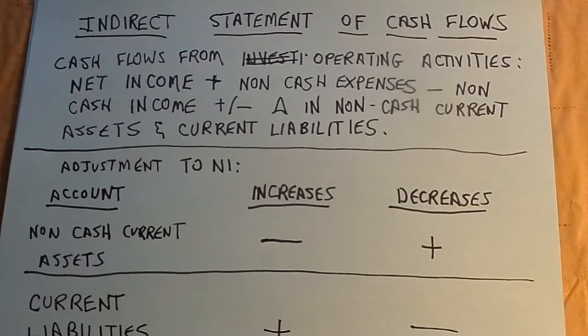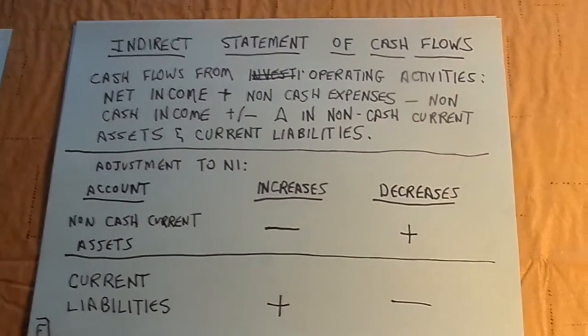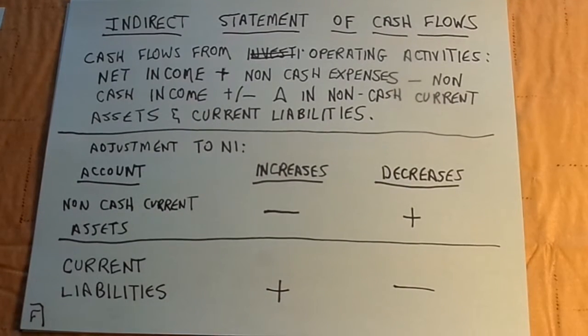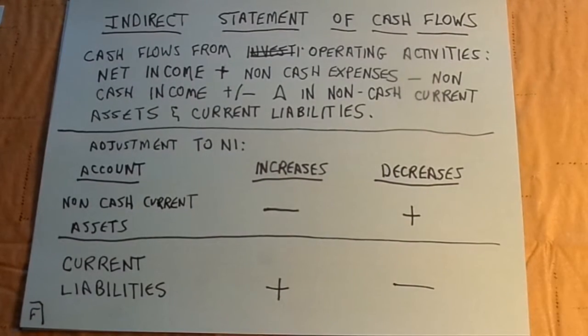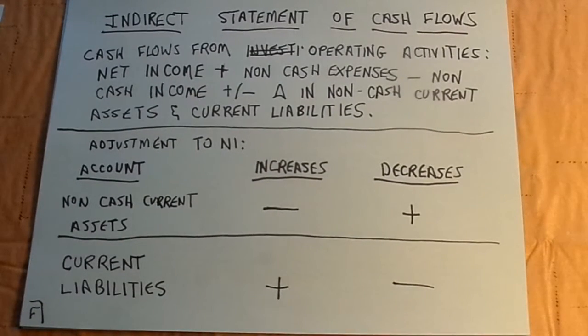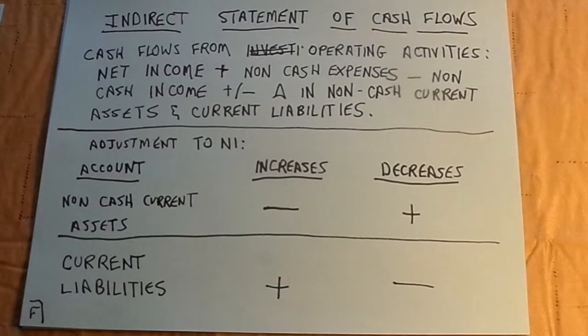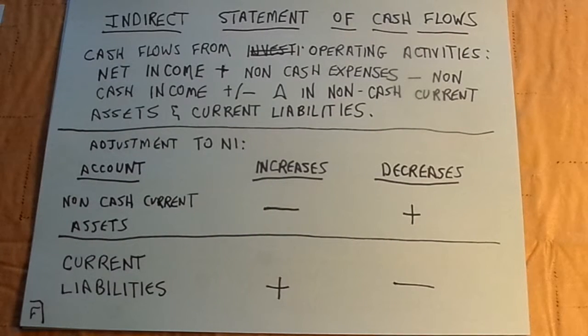Well, let's switch gears and start thinking about the statement of cash flows. So we're going to focus on the indirect statement of cash flows, and here we have three basic types of cash flow. Cash flow from operating activities, cash flow from investing activities, and cash flows from financing activities.